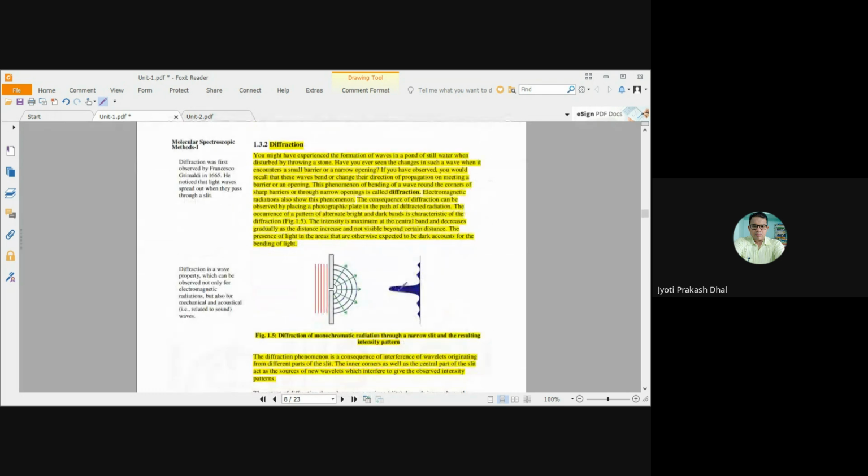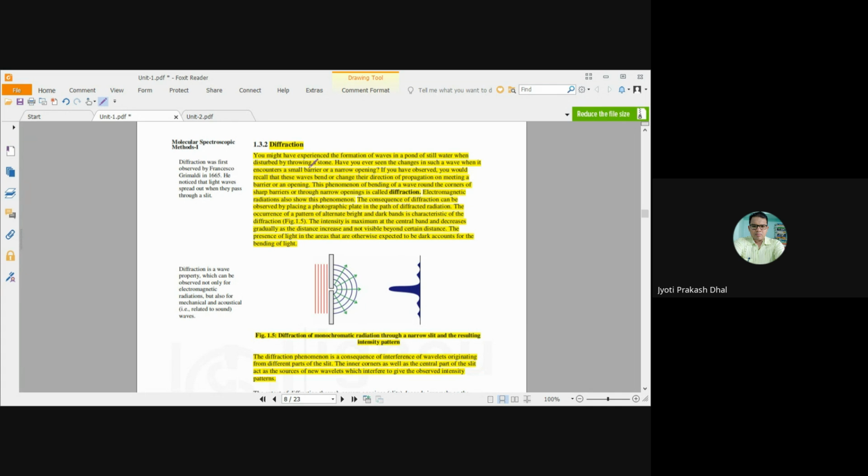Now coming to the next phenomenon, diffraction. You might have experienced the formation of waves in a pond. Take one example: formation of waves in a pond of still water when disturbed by throwing a stone. That means we throw a stone into a pond and there will be formation of waves in the still water.